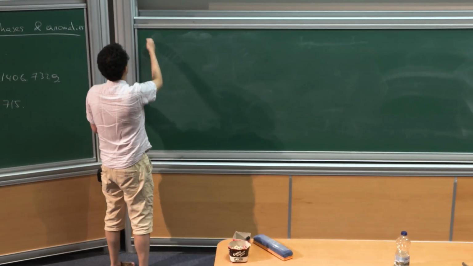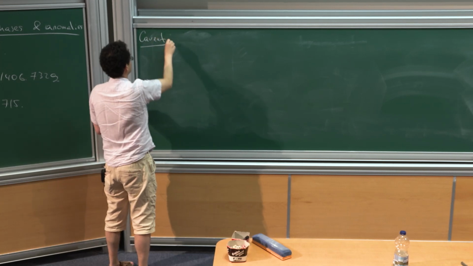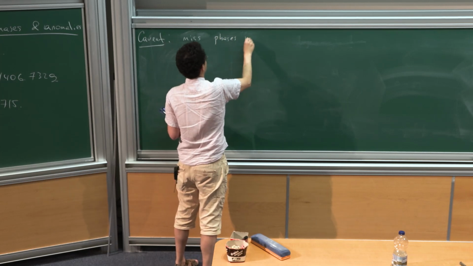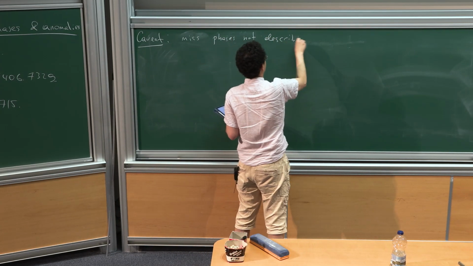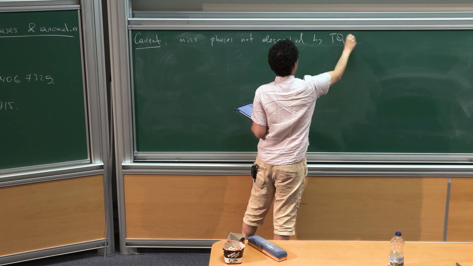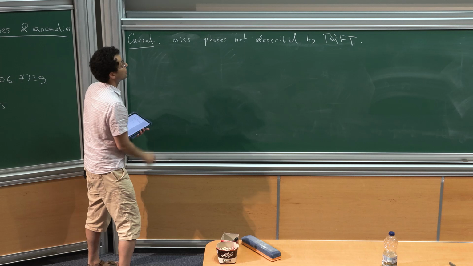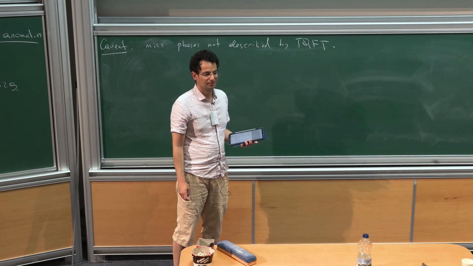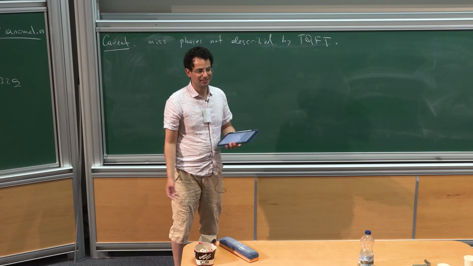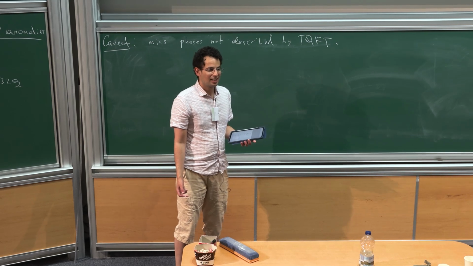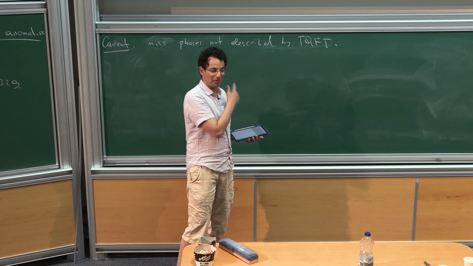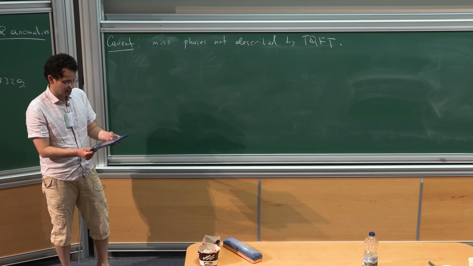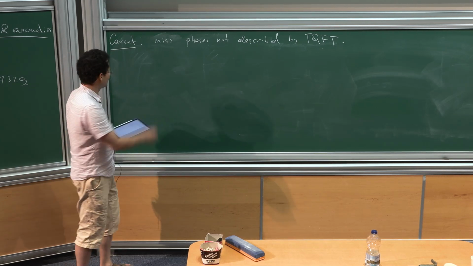Caveat: this misses phases not described by TQFT. And one example is, you take this. Maxim, I don't think you ever explained what it means for a phase to be described by TQFT. We'll see that. So you prefer to first describe what it means not to be described? I'm first going to give you an example where this classification is incomplete, and then we'll talk more about explaining the classification.